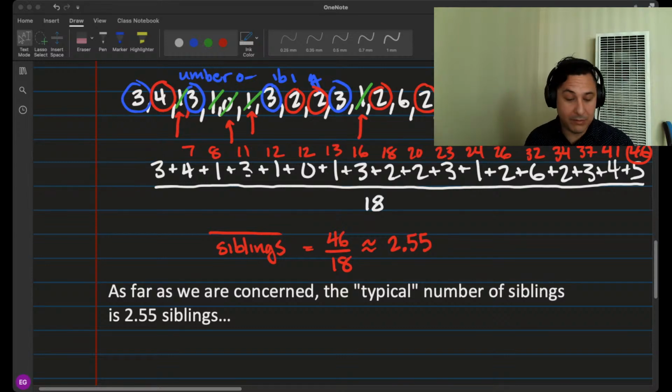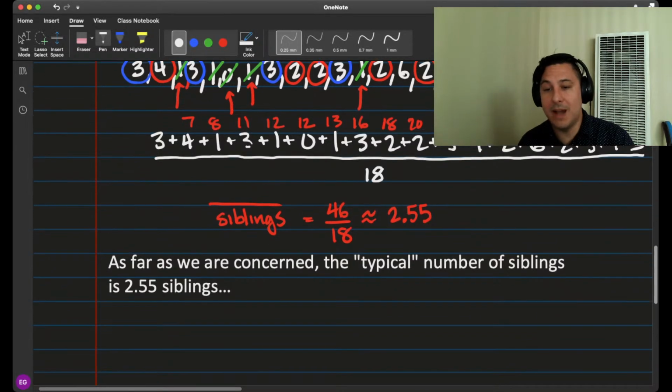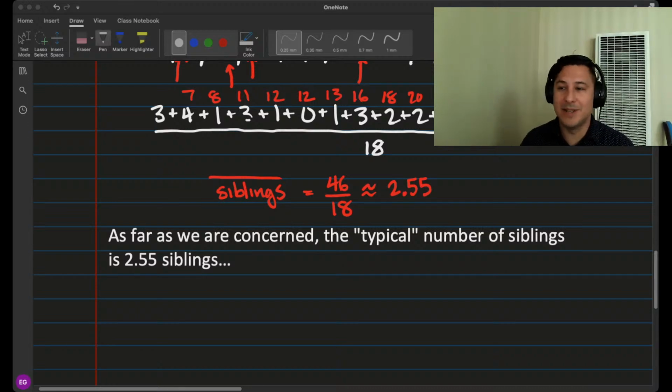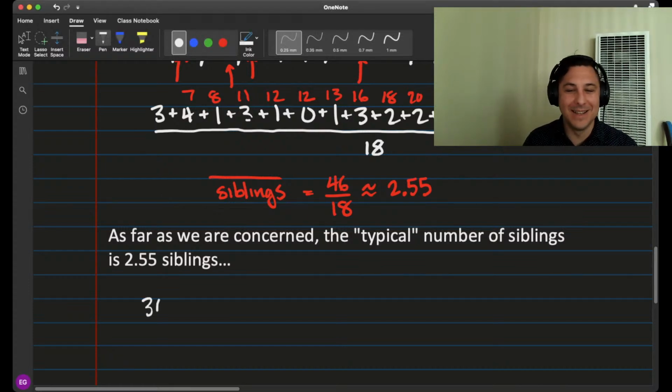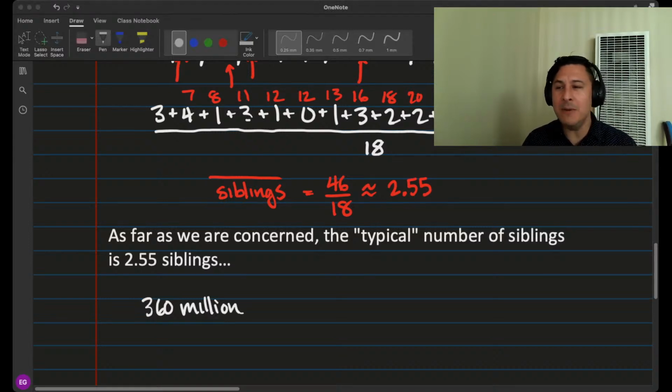Okay, now here's sort of a crazy thing. How many people are there in America, approximately? Any guesses? How many Americans are there? 6 million is how many people are in the Bay Area. 360 million, approximately. Does anyone know how big a billion is in terms of millions?